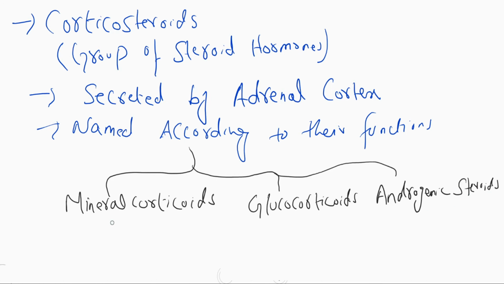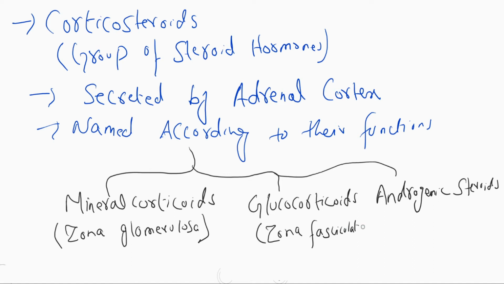The mineralocorticoids are produced by the zona glomerulosa. Glucocorticoids are produced by the zona fasciculata. And androgenic steroids are produced by the zona reticularis. First, the mineralocorticoids.